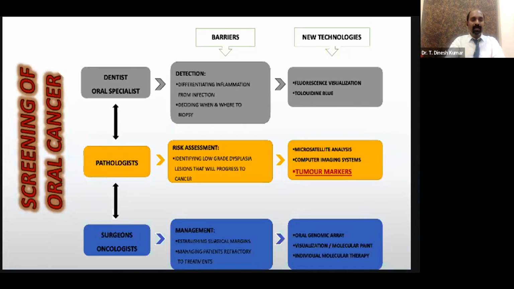So from a pathologist's point of view and a clinical point of view, as I told you, although histology is the gold standard, it takes a lot of time in a remote setting when you don't have a specialist there.